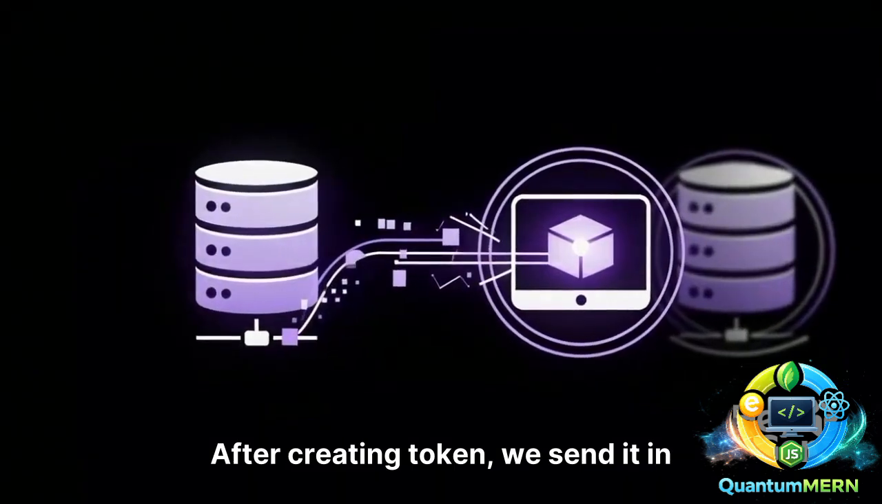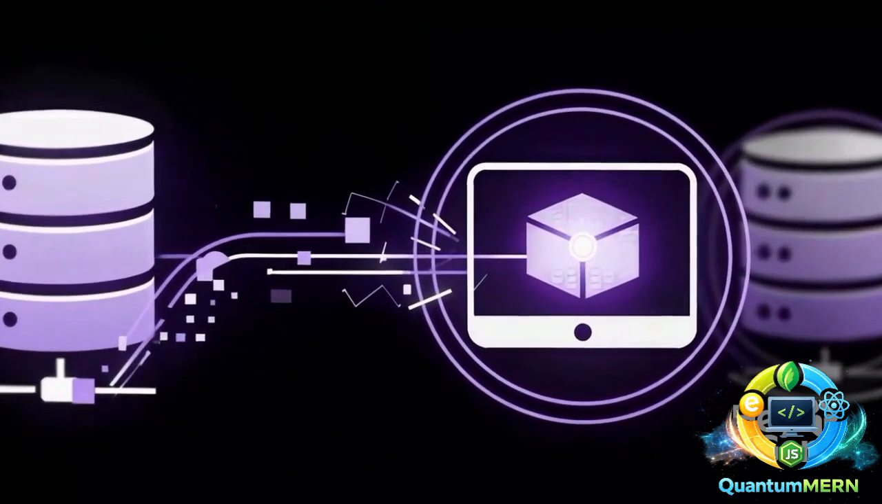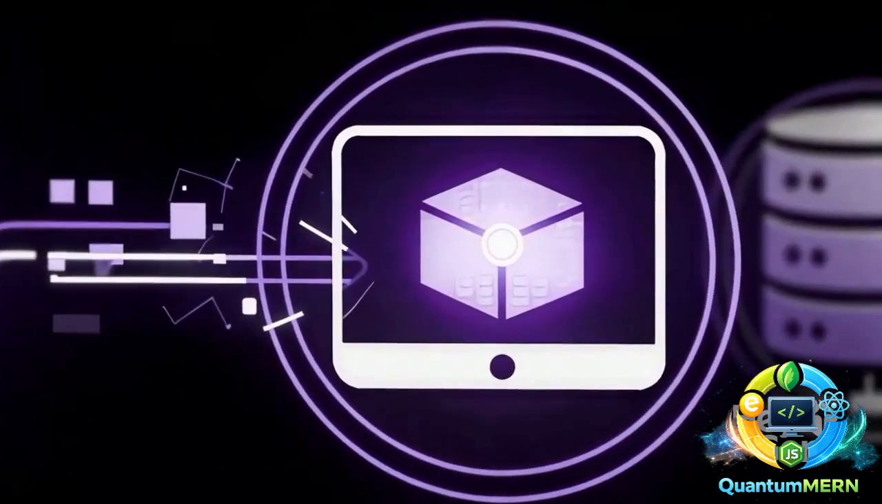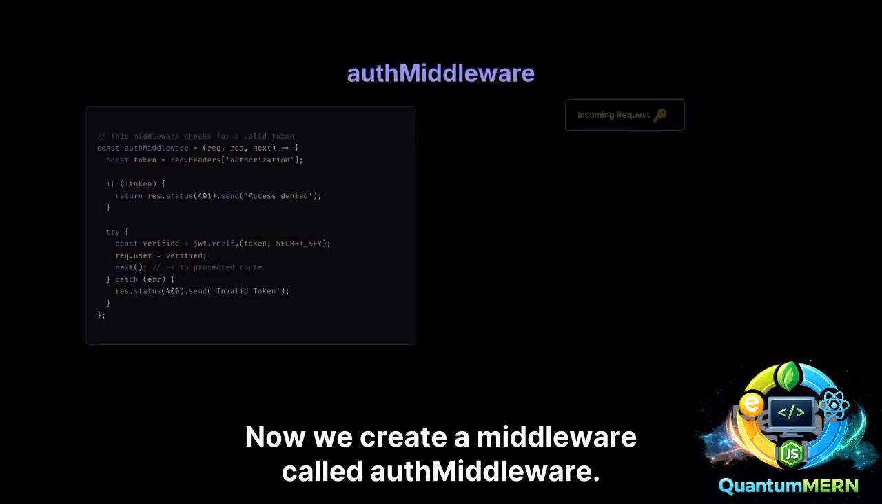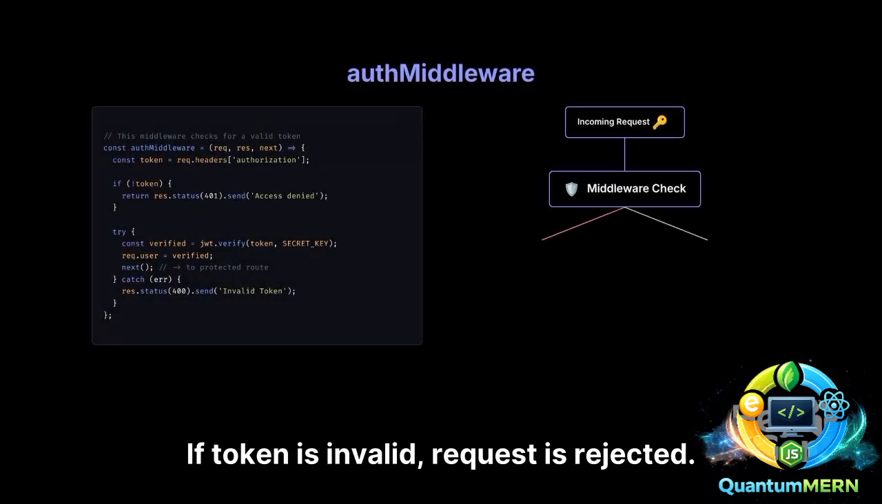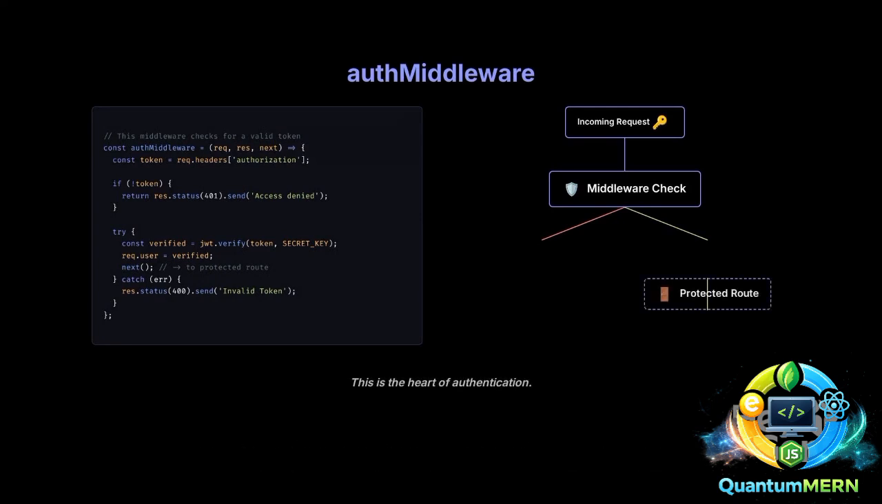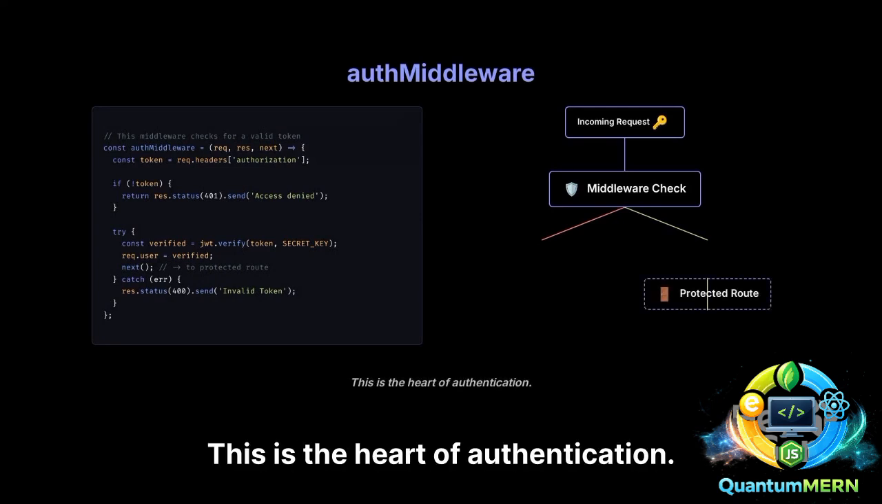After creating token, we send it in response. From now on, client does not send email/password again. Only this token. Now we create a middleware called Auth middleware. If token is invalid, request is rejected. If valid, user enters the protected route. This is the heart of authentication.